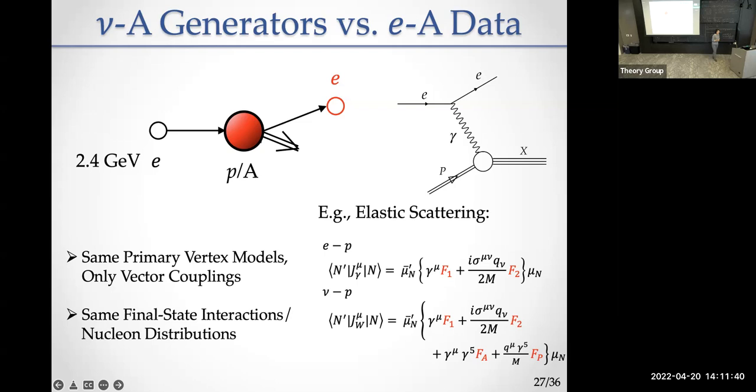Okay, so theoretically, electron scattering and neutrino scattering are actually quite related. And of course, the benefit of using electron scattering is that it's a charged particle. We can easily manipulate it. We can slice the phase space however we want.